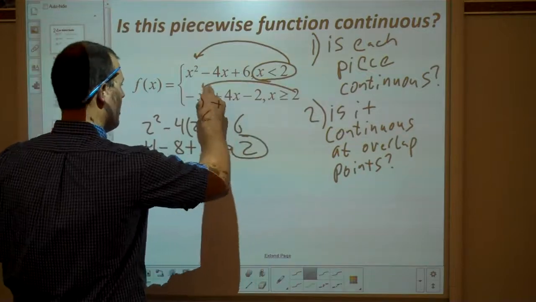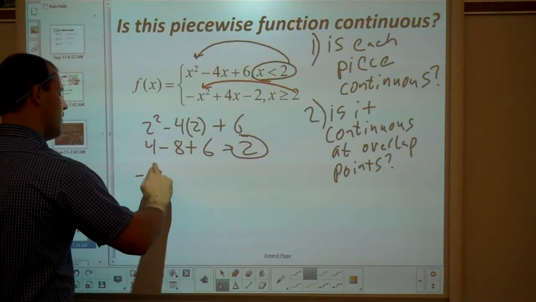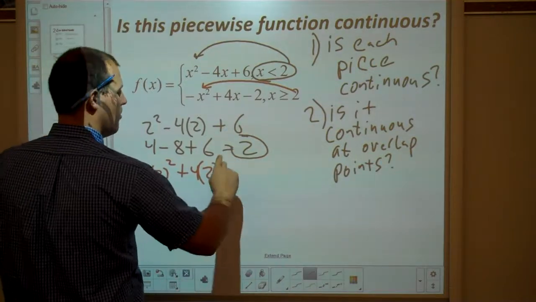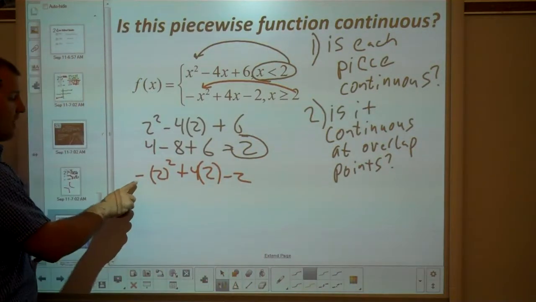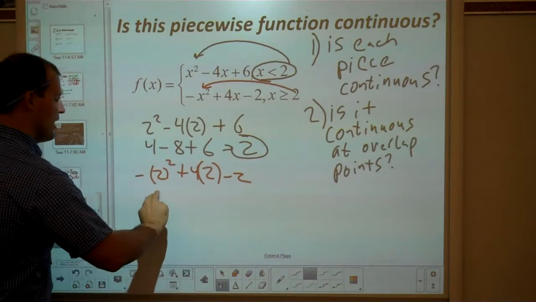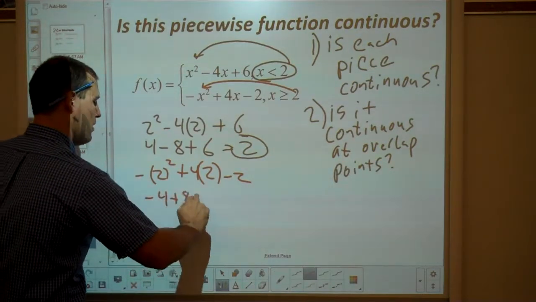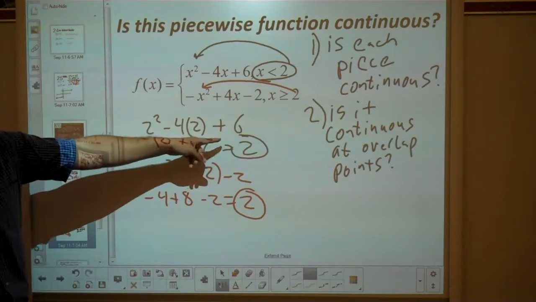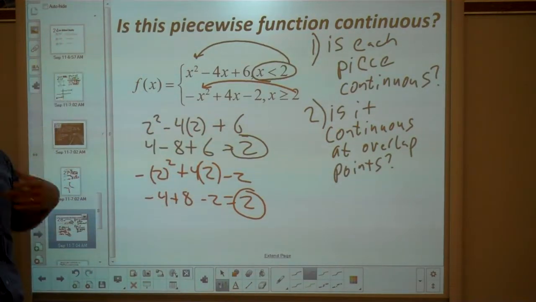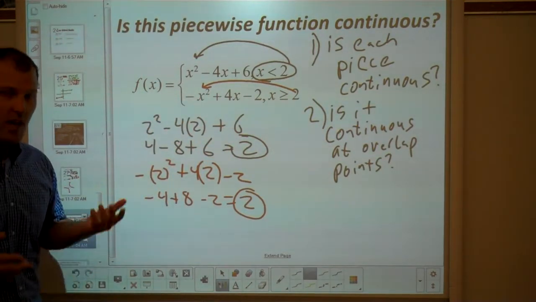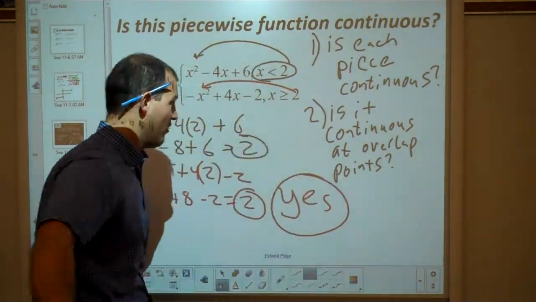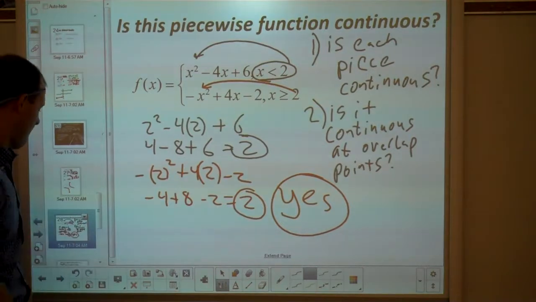Let's plug in the 2 down here and see what happens. I've got negative 2 squared plus 4 times 2 minus 2. Be careful with your negative here. 2 squared is 4, so that's a negative 4 plus 8 minus 2, and that's also 2. Get 2, 2. So the answer to our question, is it continuous? Yeah, it is. So there's our answer, yes. And of course, you know the drill, you do have to show the work.